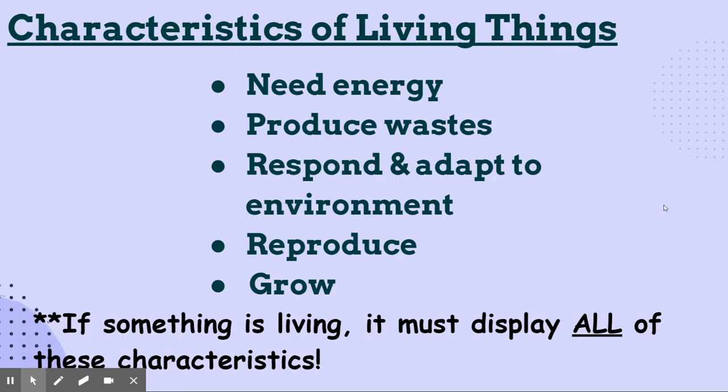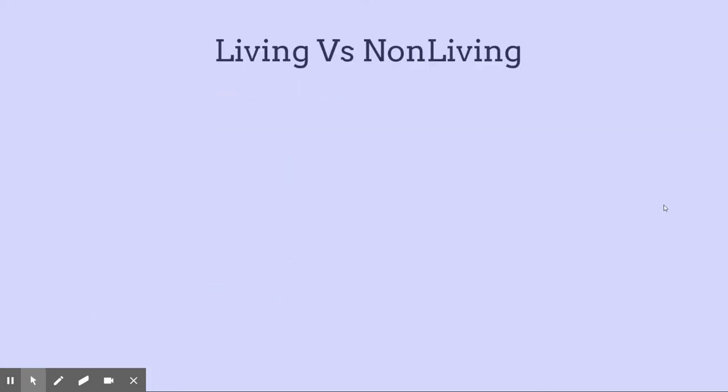If something is living, it will display all of these characteristics. It's really important to understand. It's not 1 or 2. It's not maybe, oh, I have 4, but not 5. It is all 5 things. So let's look at living versus non-living. Let's talk about the living category first.